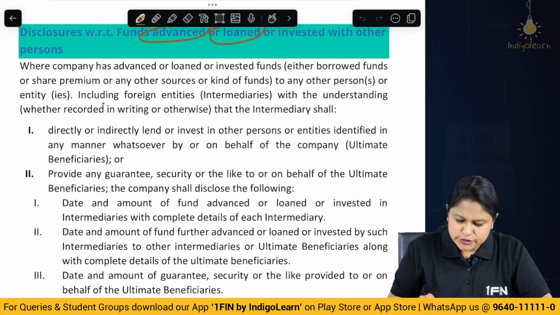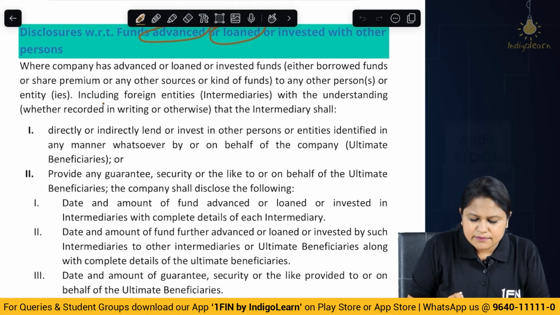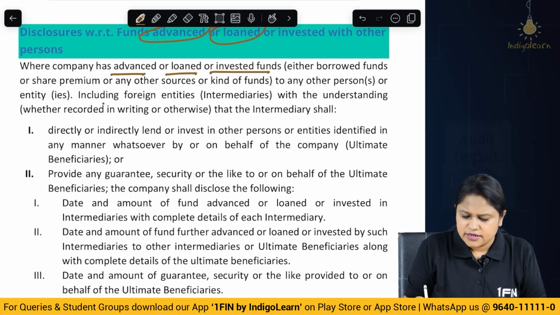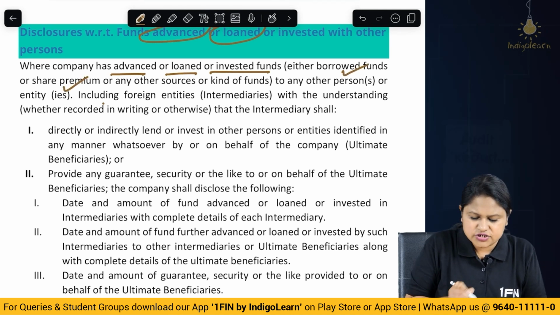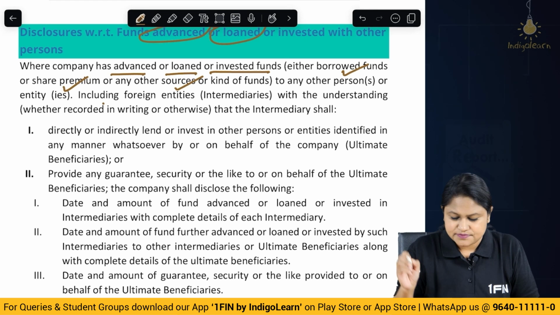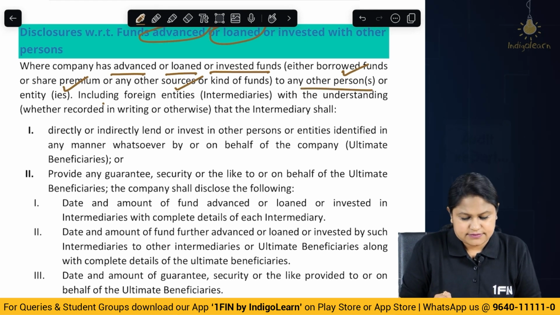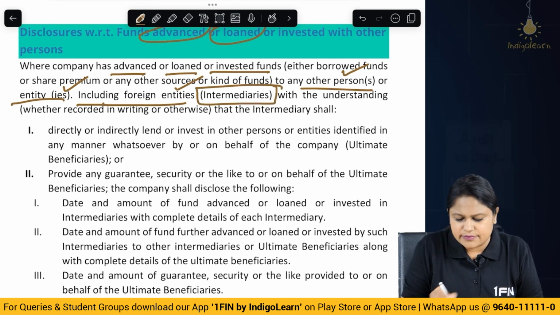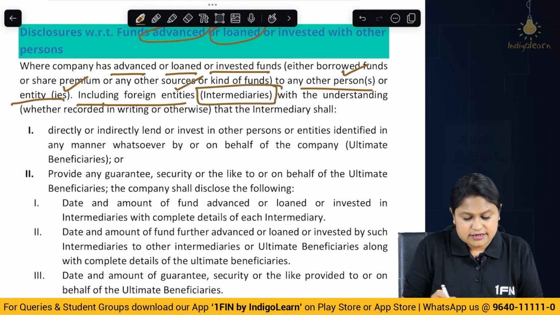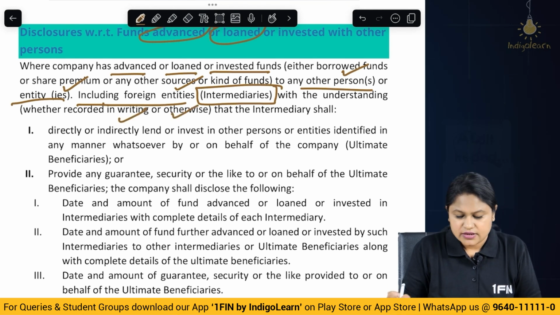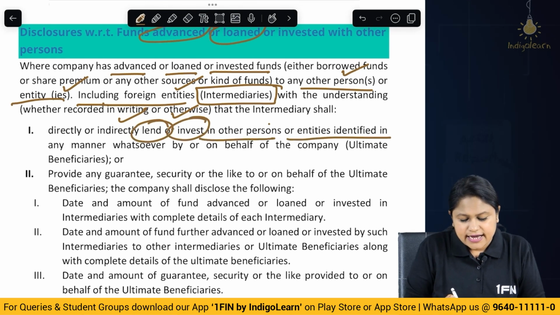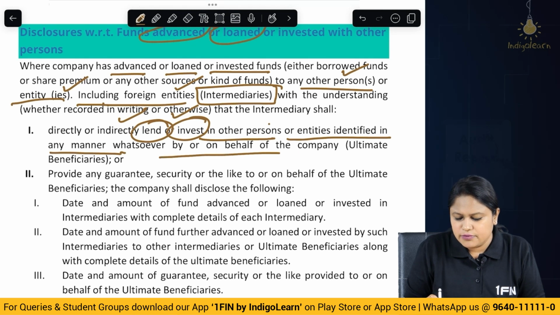Now look at it. When you read it, you'll follow it very easily. Where a company has advanced or loaned or invested funds, from where? It could be either from borrowed funds, or from share premium, or from any other source of funds, to any other person or persons, entities, including foreign entity, whom we are calling what? Intermediaries, with the understanding, whether recorded in writing or otherwise, that the intermediary shall directly or indirectly lend or invest in other persons or entities identified in any manner whatsoever by or on behalf of the company.